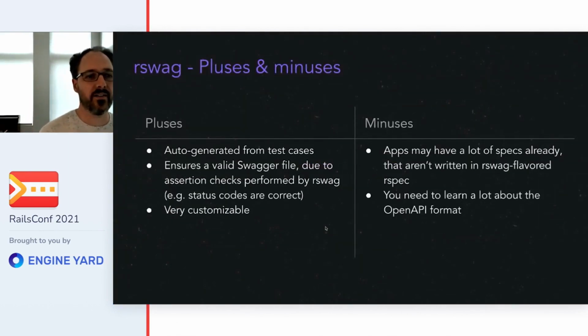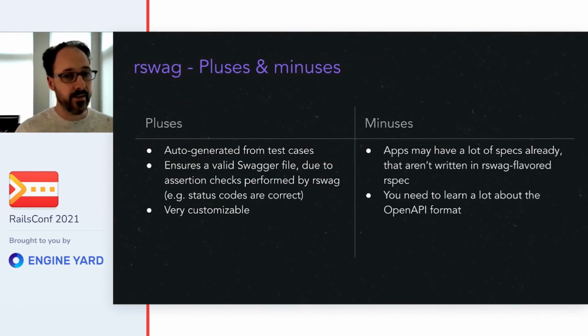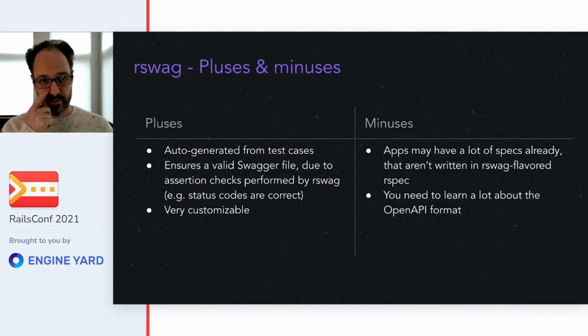Let's talk about some pluses and minuses with rswag. On the plus side, the Swagger is auto-generated from test cases, so it's accurate. rswag also ensures that the Swagger file is valid because it does assertion checks when it actually runs the tests. You run those tests as rspecs, and they are validated, and that gives you assurance that your Swagger is correct. And rswag is also very customizable. Most, if not all, the features in OpenAPI are also features of rswag. So if you know that format really well, you can put a lot of detailed information into your Swagger files.